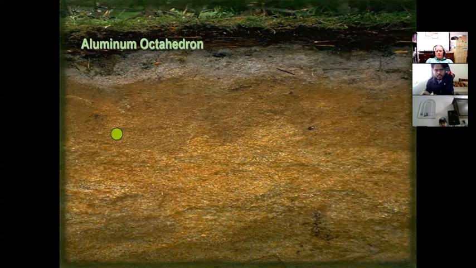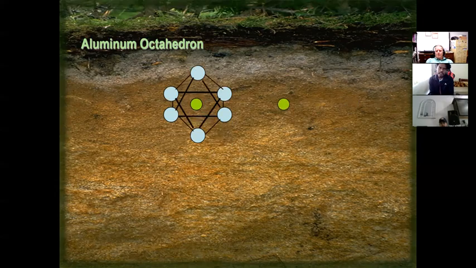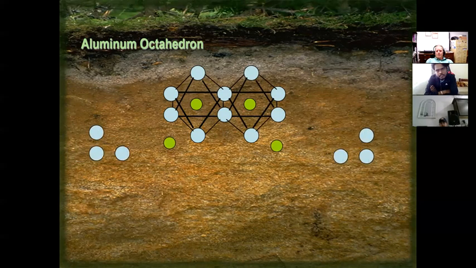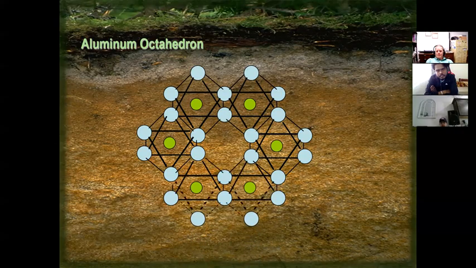Same thing. We start out with an aluminum right here. We're going to surround it with 3 oxygens on one side, 3 oxygens on the other, and that forms our octahedral shape. And then we get a bunch of them come in, and we can have this octahedral shape that starts to form a sheet. And they all have to have the 1 aluminum and the 6 oxygen.